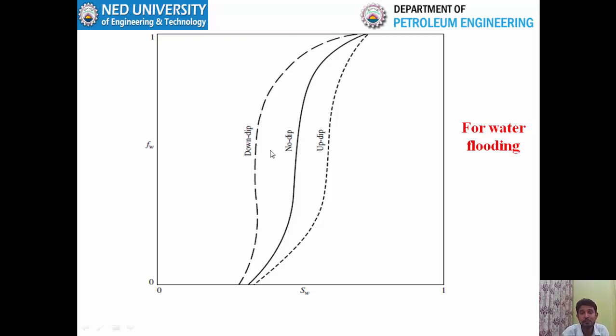So you have to keep in mind the effect of dip on the movement of water when you are designing your injection fluid, because based on the density, gravity will favor one fluid more as compared to the other fluid. So for water flooding, the up dip flow will give you the highest recovery as compared to the no dip and down dip conditions.